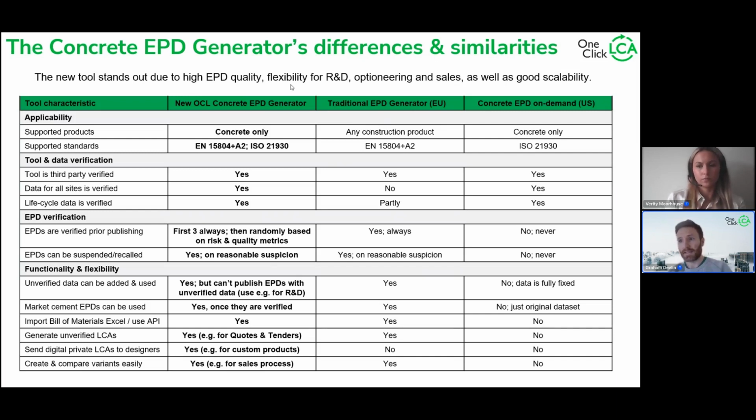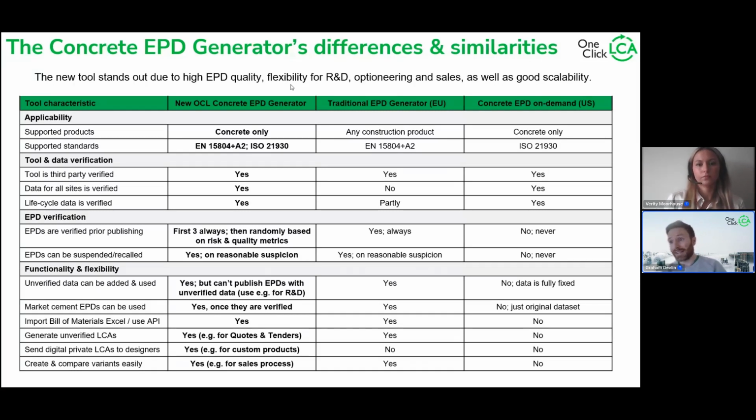The possibility to use import and API is something that we're looking to add to the tool later on as needed. You can generate unverified LCAs, so you don't necessarily have to publish EPDs for everything. If you wanted to have a private LCA that shouldn't be made public, that's also possible.